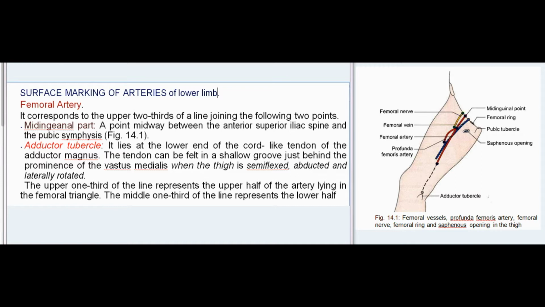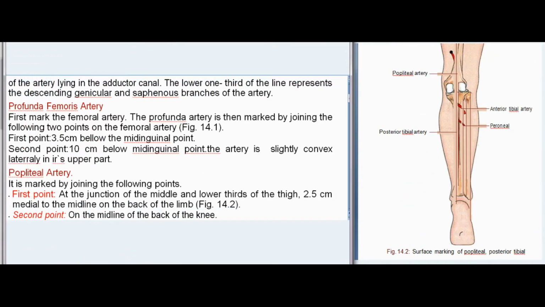The upper 1/3 of the line represents the upper half of the artery lying in the femoral triangle. The middle 1/3 of the line represents the lower half of the artery lying in the adductor canal. The lower 1/3 of the line represents the descending genicular and saphenous branches of the artery.